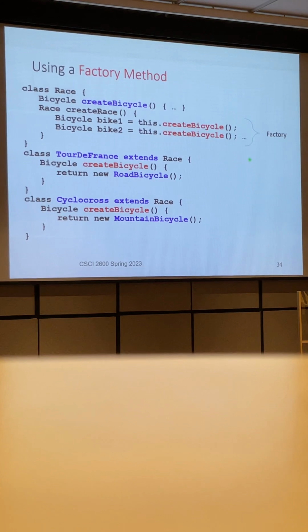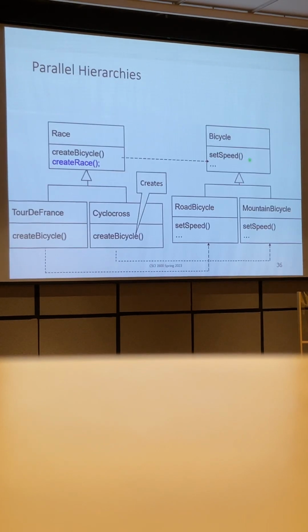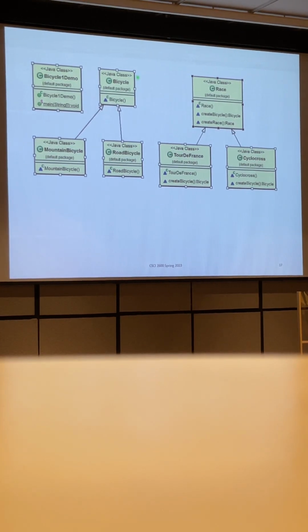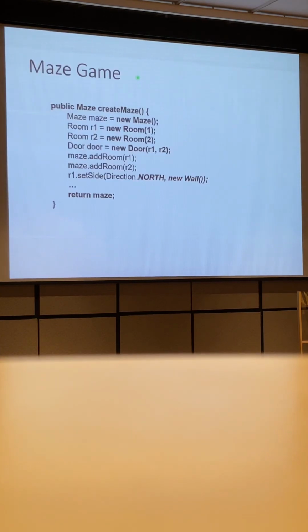But for now, the only difference between types of races is the type of the bicycle. All right, and then of course our client works directly with the race, and here is just an Eclipse generated class hierarchy for that. All right, here's another example, maze game.